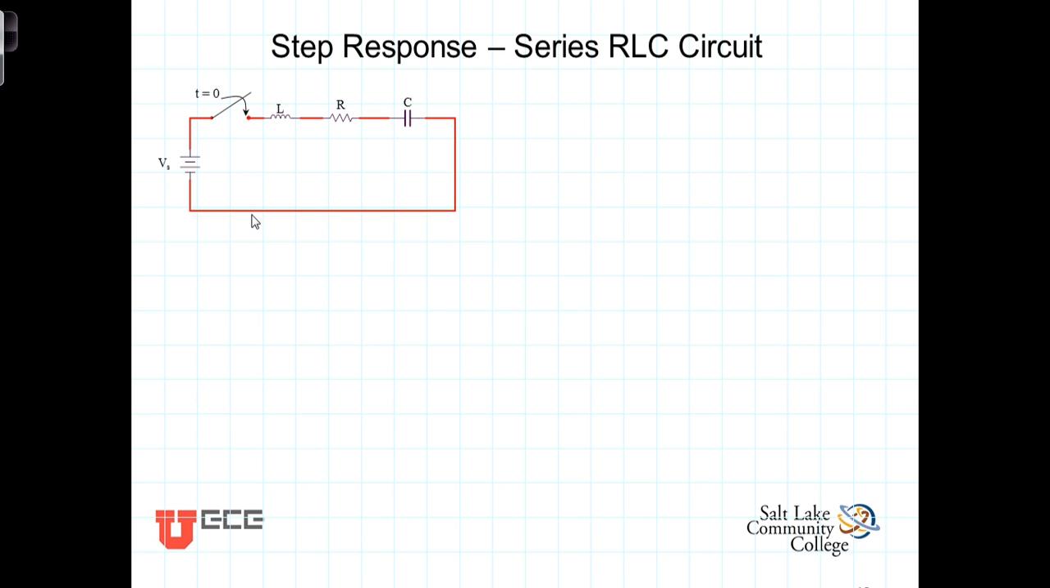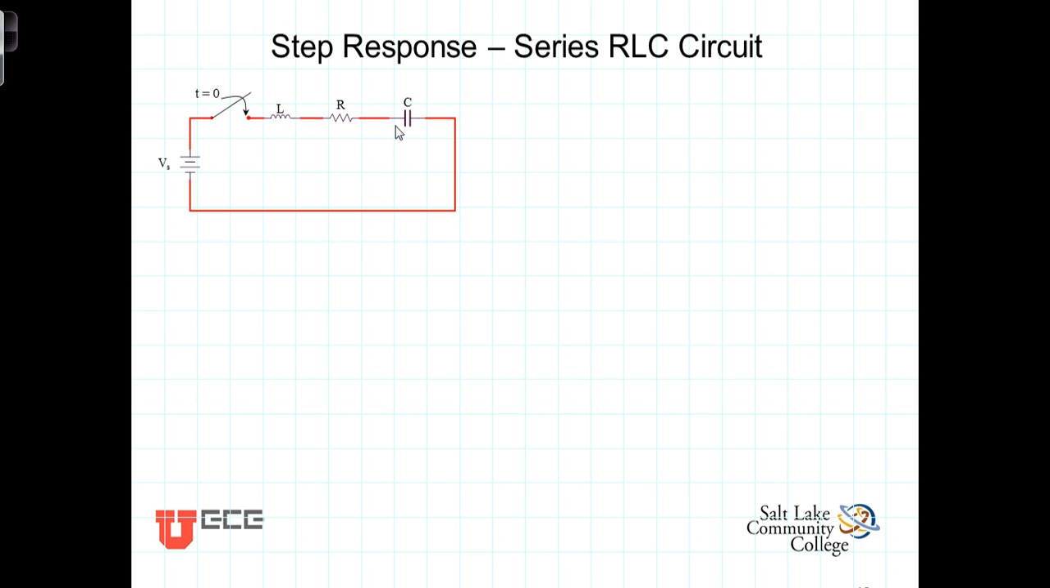In this case, we'll have this voltage source, V sub S, applied to the circuit here. And from just an intuitive sense, we know that as this closes, we can't instantaneously change the current in the inductor. And so it will gradually change.